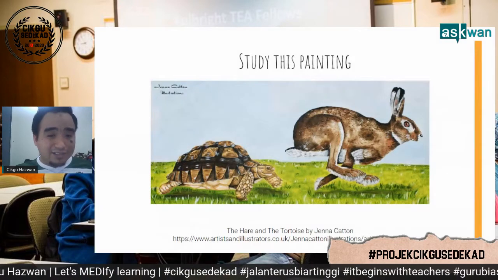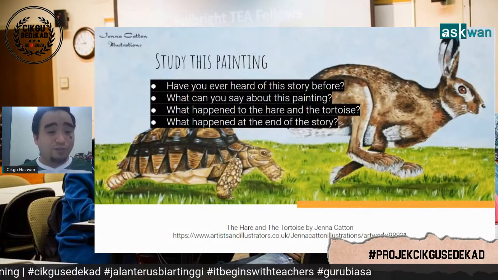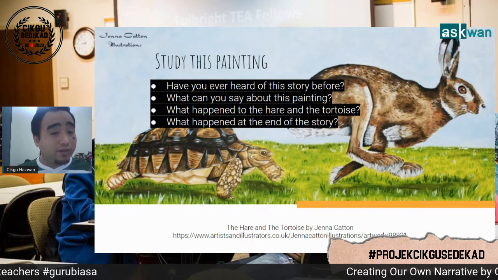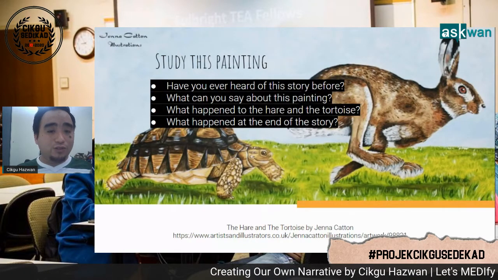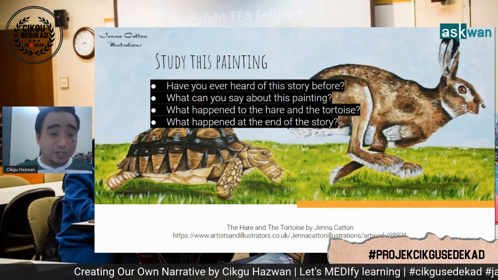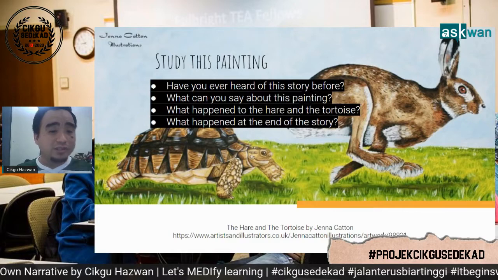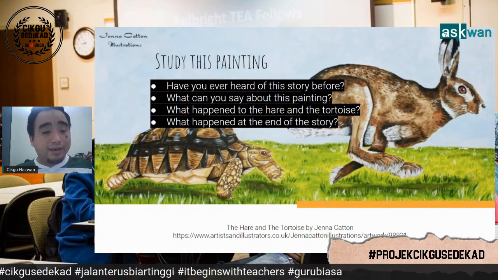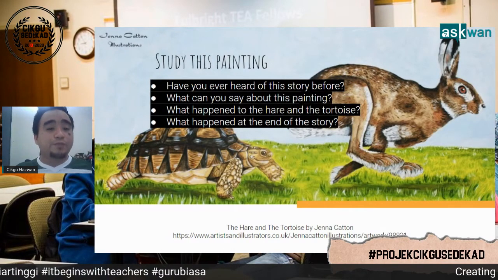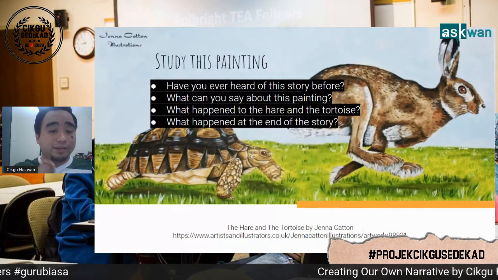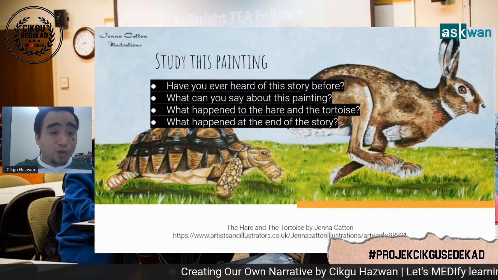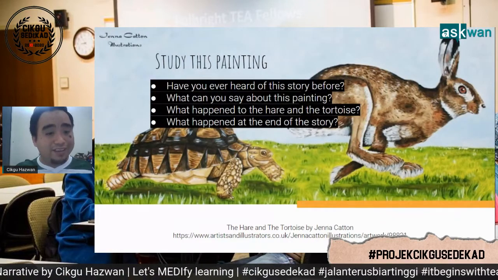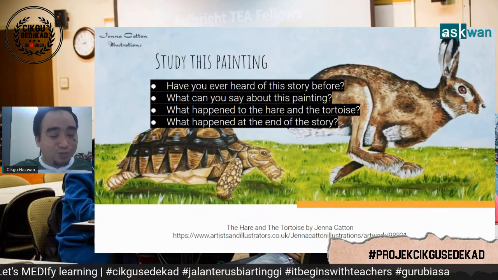There are a few questions that maybe you need to ask yourself when you look at this kind of painting. For example, have you ever heard of this story before? And then, what can you say about this painting? Next question, what happened to the hare and the tortoise? You can see in the painting that the hare is running quickly and the tortoise is following from the back. And the last question is what happened at the end of the story. So these four questions are very important when we want to study a painting, especially a narrative painting, because this is crucial when we do the next activity after this.